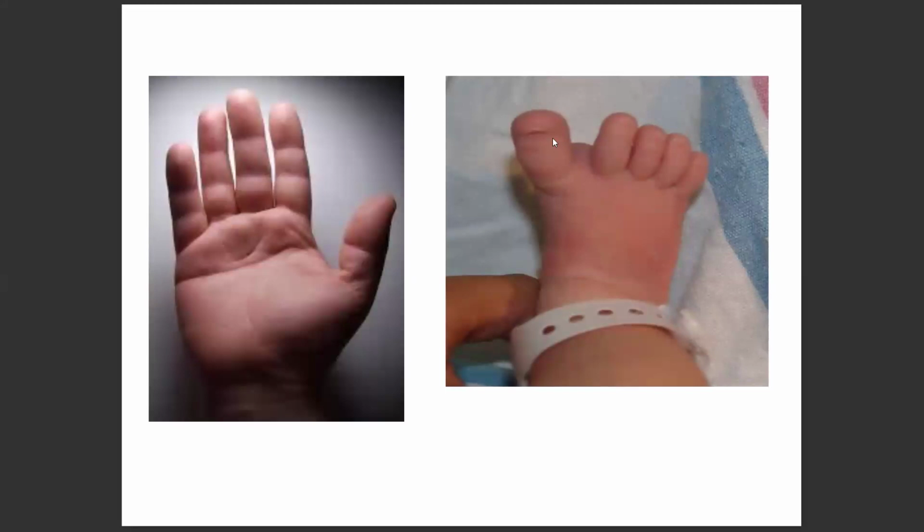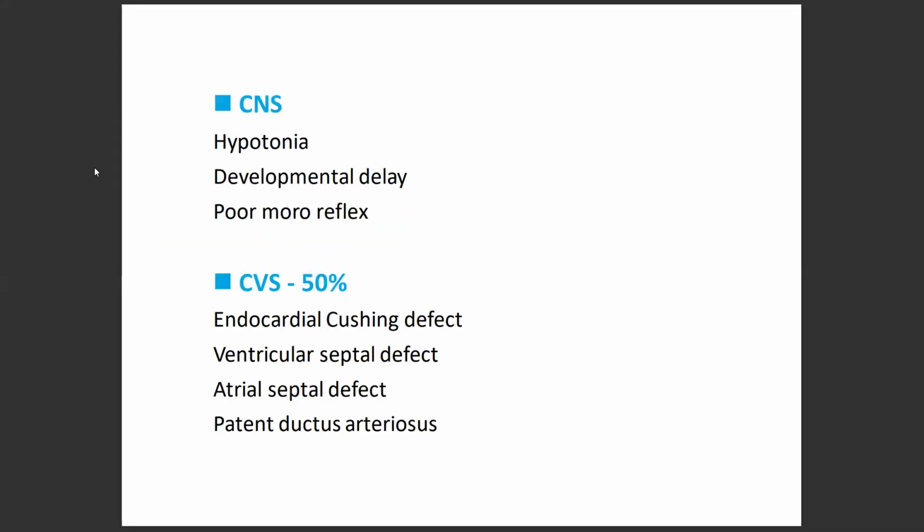So this is the sandal gap, that is between the great toe and this toe. We have a gap between these two toes. Then this is the single crease, simian crease. Then in the CNS, we have hypotonia.